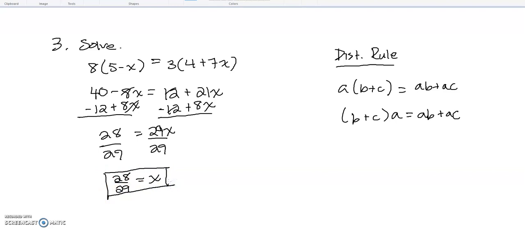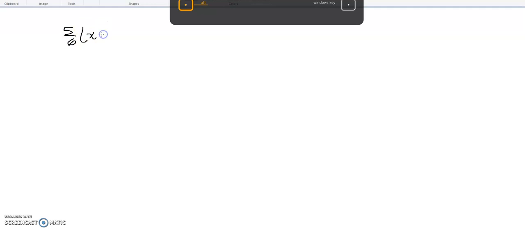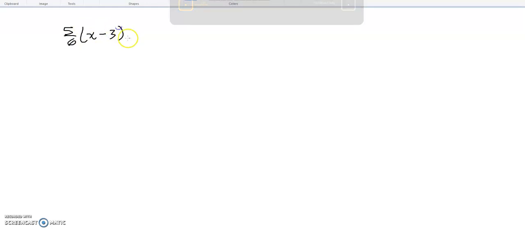All right, so on to number 4. Number 4 is going to be the trickiest of these problems. We have 5/6 times the quantity x minus 3. Sorry, hit a wrong key on my writing tablet. Minus 3/4. And that's equal to 1/8 times the quantity 2x minus 3 in this problem.